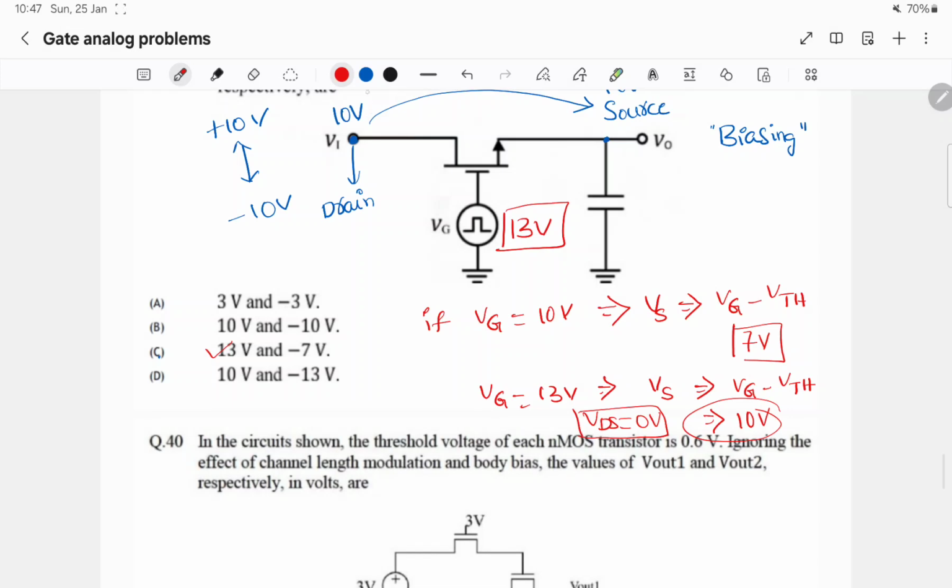Similarly, when minus 10 volts is present here, this node potential will be source and this will be at 0 volts, this will be drain.